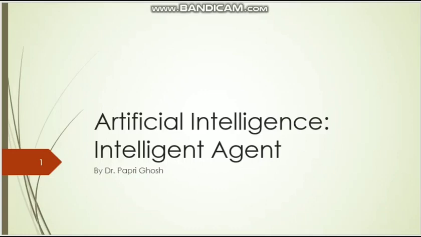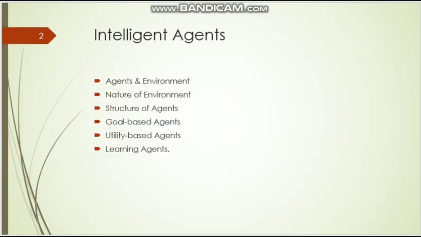Hello students, in this video we are going to discuss the intelligent agent. There are a few patterns of agents, for example, the goal-based agent, utility-based agent, structure of agent, and learning-based agent. So there are many agents, and there are also agent environments.